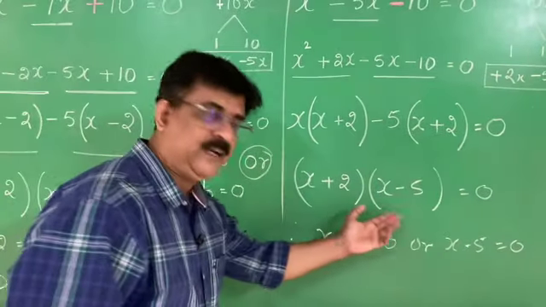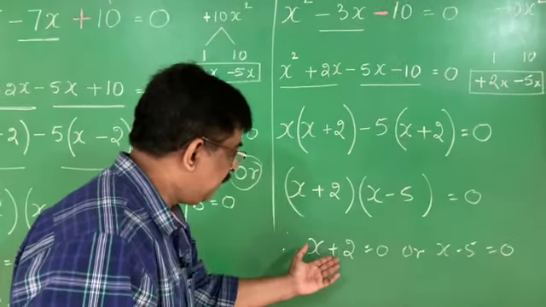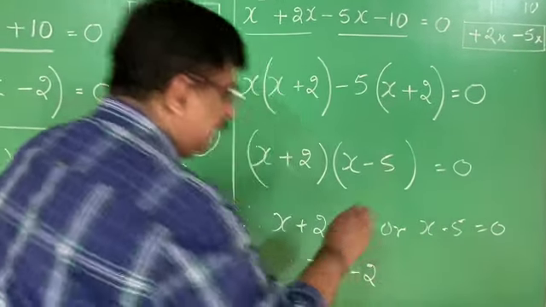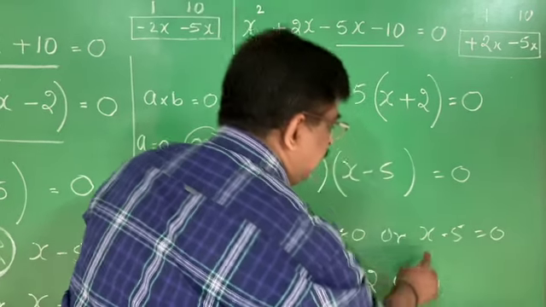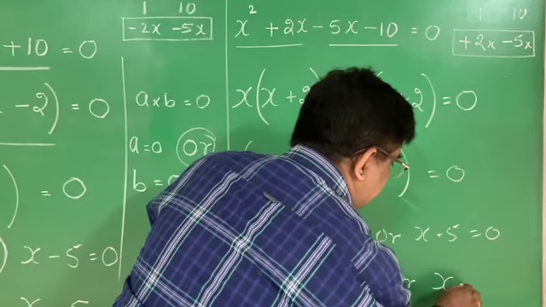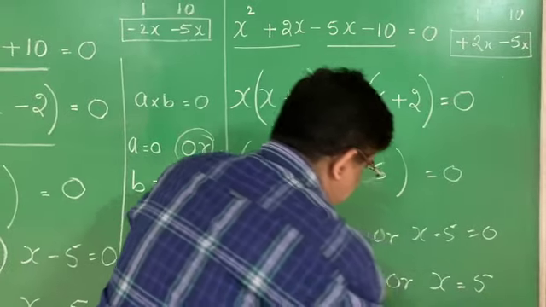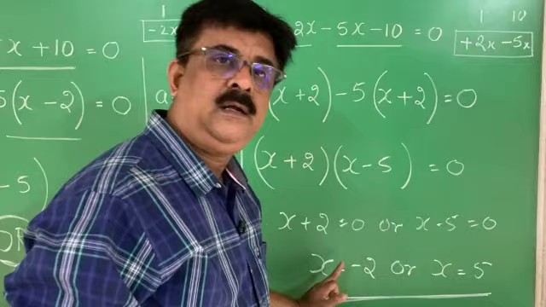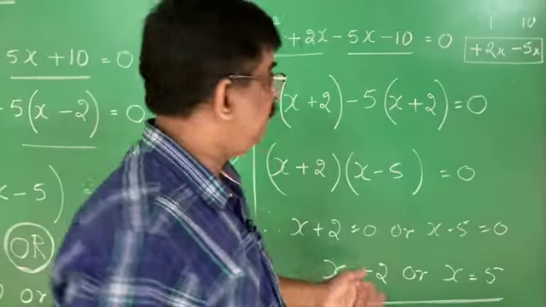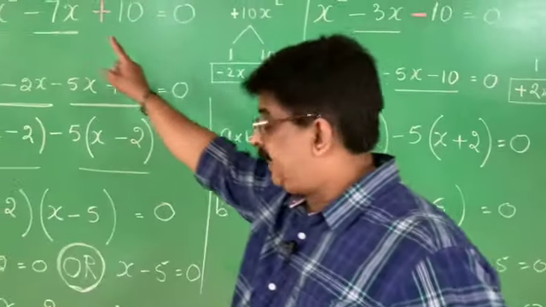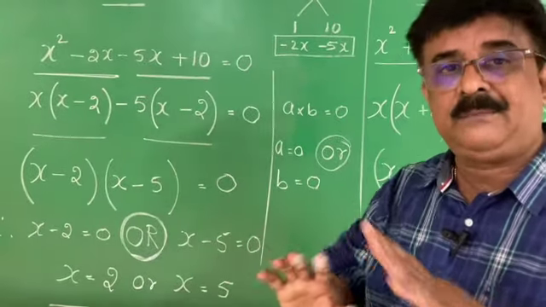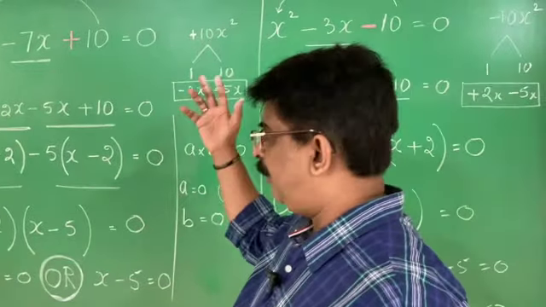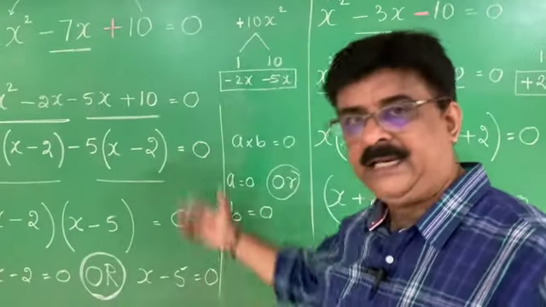If x plus 2 is equal to 0, if I transfer plus 2 to that side, it becomes minus, so x is equal to minus 2. Or x minus 5 is equal to 0, then x is equal to plus 5. I already told you, when the sign is minus, we get two roots of opposite signs. When the sign is plus, both the roots are of the same sign. Therefore, factorization is a very simple method, and you know how to factorize. I did this simply as a revision.